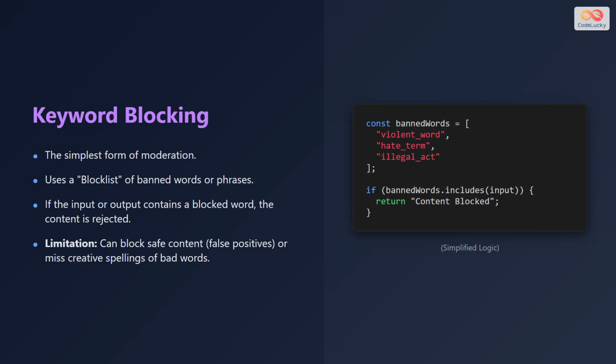The simplest method is keyword blocking. This uses a list of banned words. If the system detects a forbidden word, it blocks the content. It is fast, but it can sometimes make mistakes by blocking safe conversations that just happen to use those words.